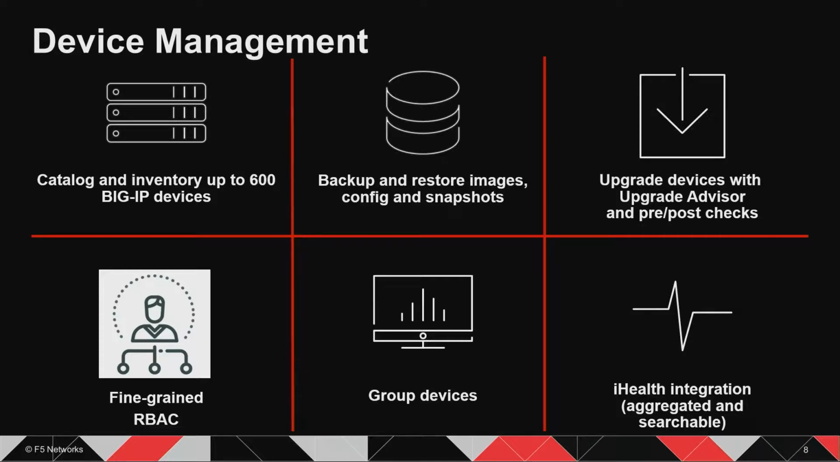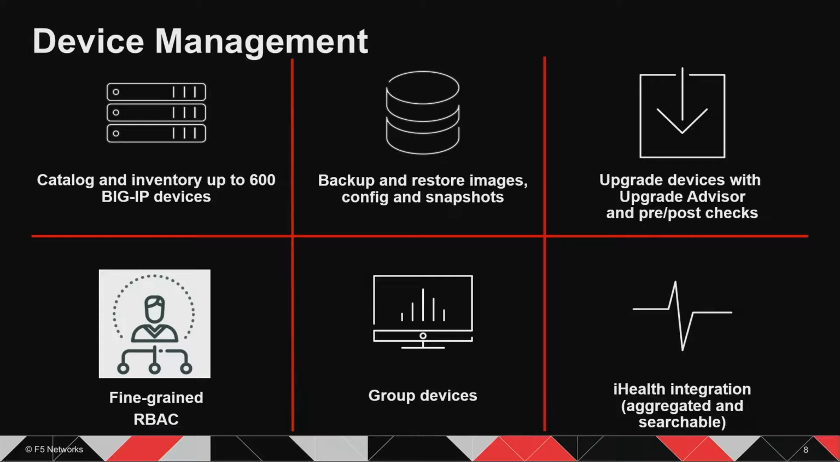Similarly, fine-grained role-based access control, the ability to group devices. So this is twofold. You can take what we call static groups, where you can take any of the BIG-IPs that are managed by the BIG-IQ and put them in a group. And we also have something called dynamic groups, where you can choose a parent group, usually the root group, and then say, this is my search filter that I want to use to create this group.